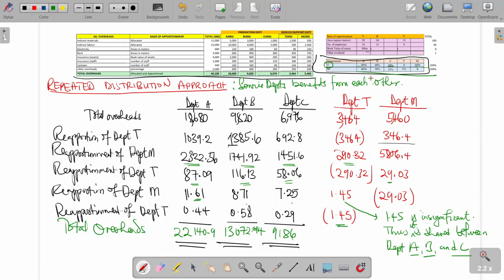So in that particular instance, we have to use 30%, 40%, and 20%. So 30% times 1.45 will give you 0.44. 40% will give us 0.58, and 20% of 1.45 will give us 0.29. After that, we sum all the departments from the top here, and Department A will get 29,221.40, B will get 13072.94, and C will get 9186.